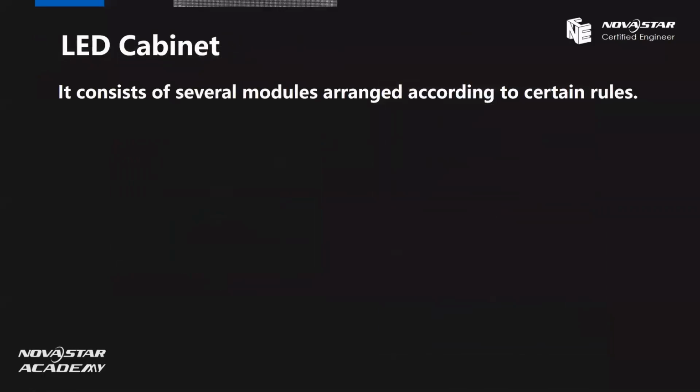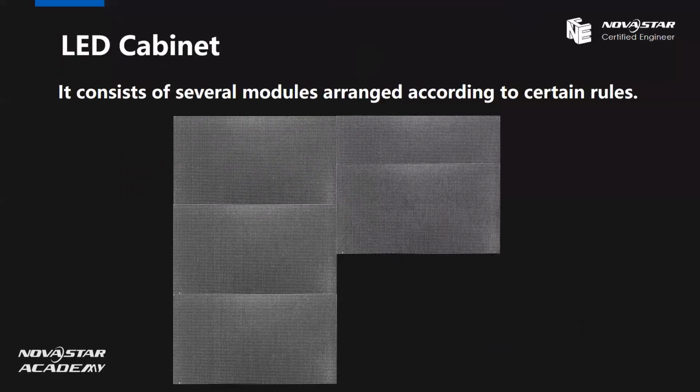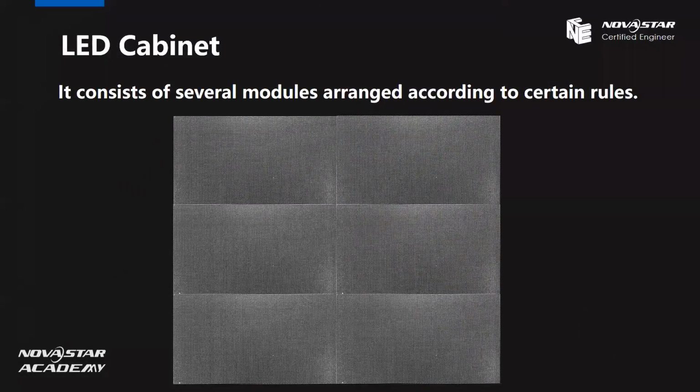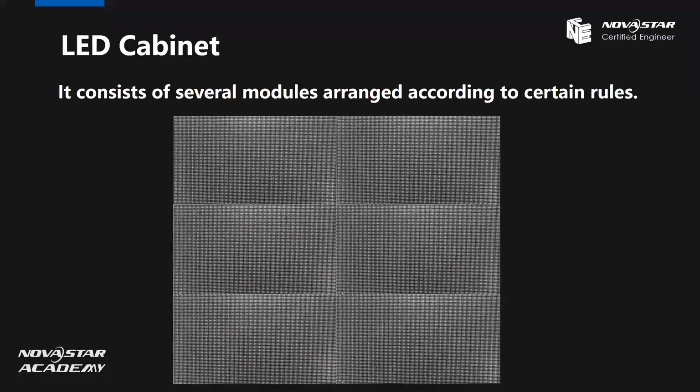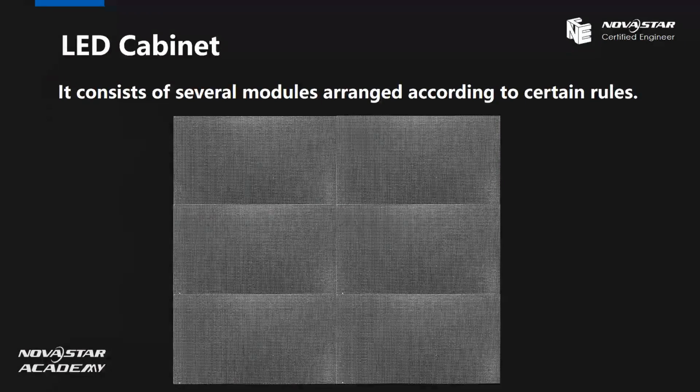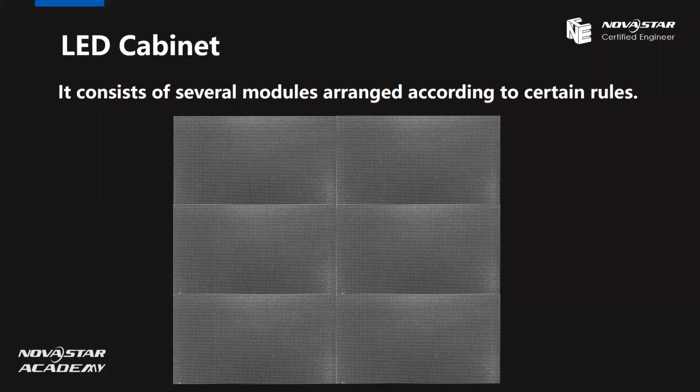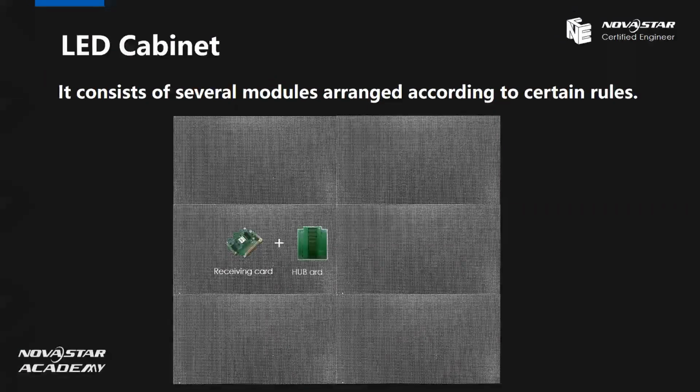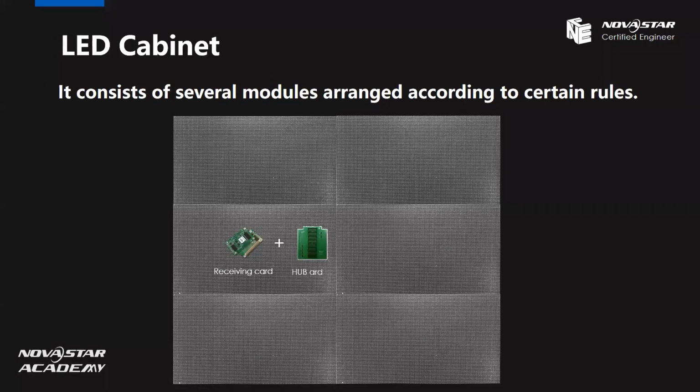Now after we have the LED module, we need to create an LED cabinet. As the picture shows, the LED cabinet consists of several LED modules arranged according to certain rows. And there is a receiving card and hub card inside each cabinet connected to the LED module through a flight cable.